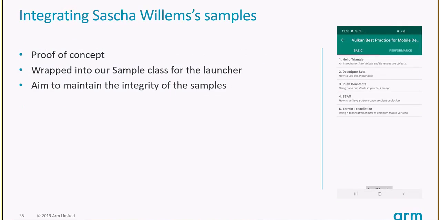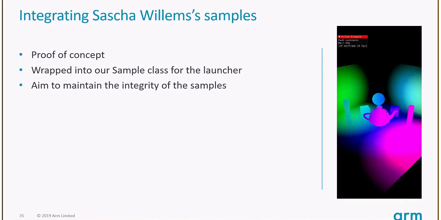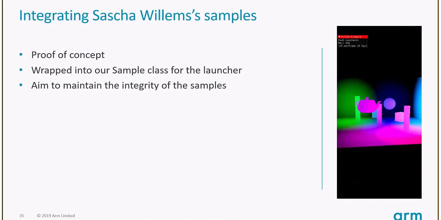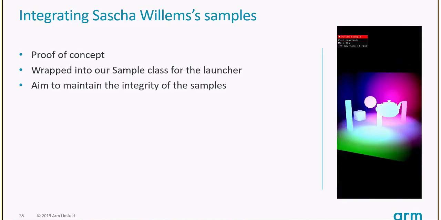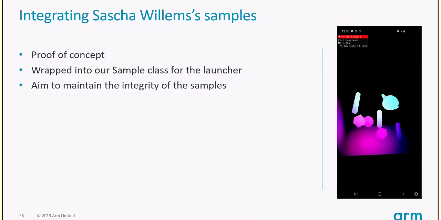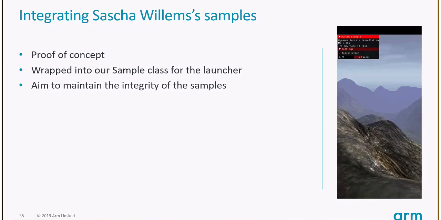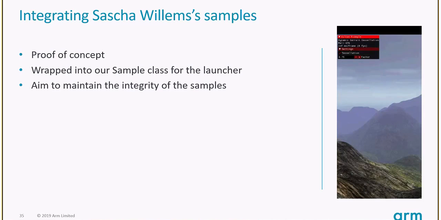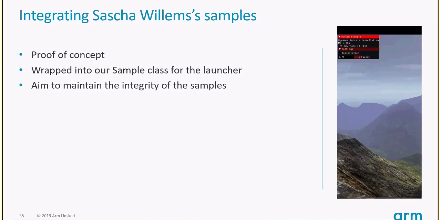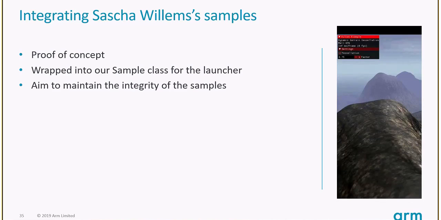In terms of showing how our framework can be expanded, as a proof of concept, we did a port of Sasha Williams' samples. On the right of this slide, you can see our launcher that has both our samples under performance and in basic. There are the more introductory level tutorials to API features that Sasha Williams made. They're available on GitHub. And as you can see, you can just launch them, go back and launch another one under the same launcher.